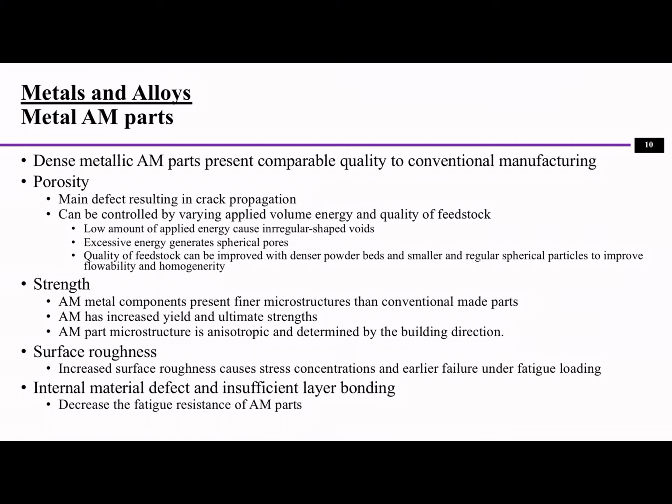And surface roughness: 3D printing metal parts also have increased surface roughness because of the different layers of the powders, and that will cause stress concentration at the surface level as well, and also might create early failure of the part. So that's why usually we have to do some post-processing, for example, grinding or surface treatment, in order to improve the surface finish of the 3D printing parts.